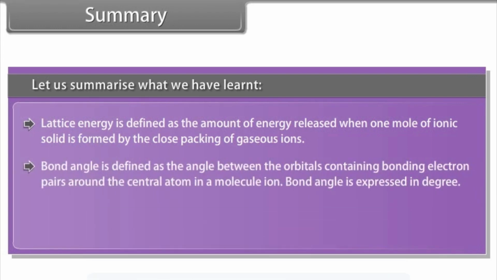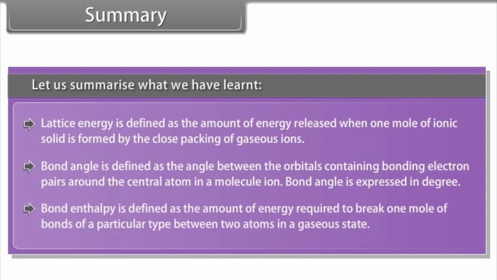Bond angle is defined as the angle between the orbitals containing bonding electron pairs around the central atom in a molecule ion. Bond angle is expressed in degree. Bond enthalpy is defined as the amount of energy required to break 1 mole of bonds of a particular type between two atoms in a gaseous state.